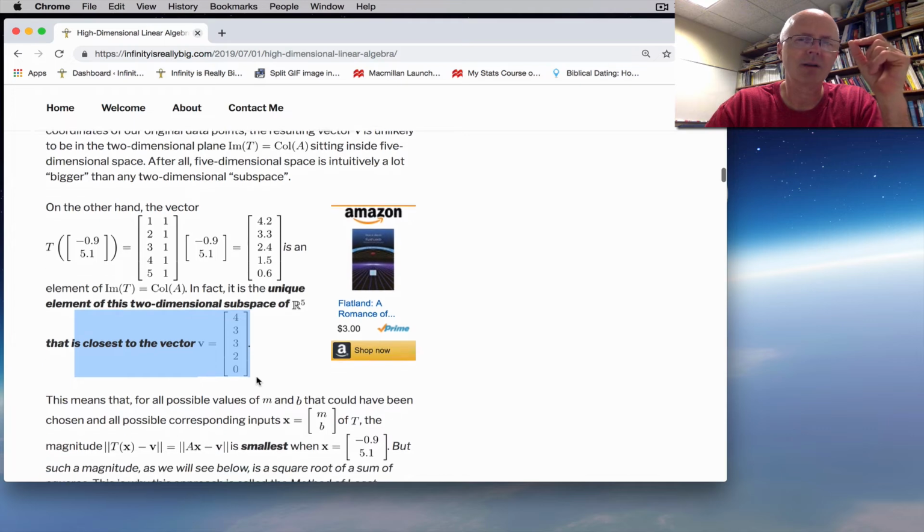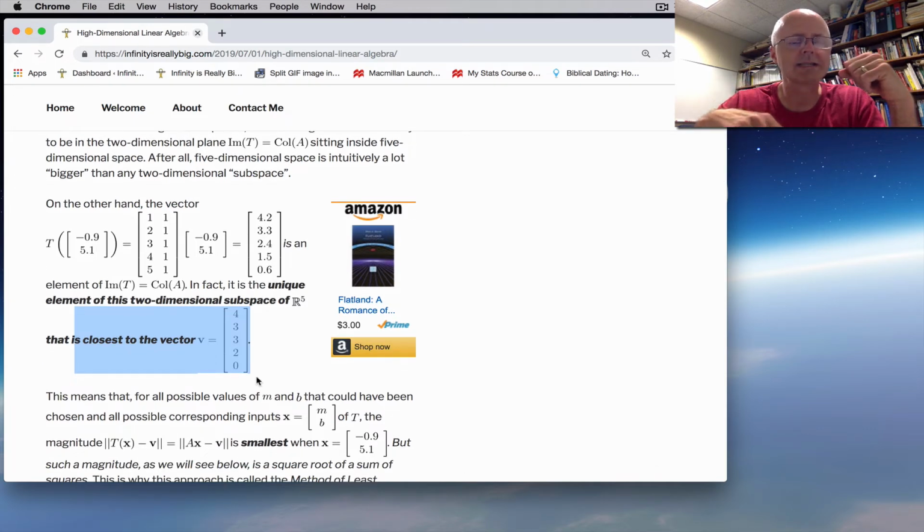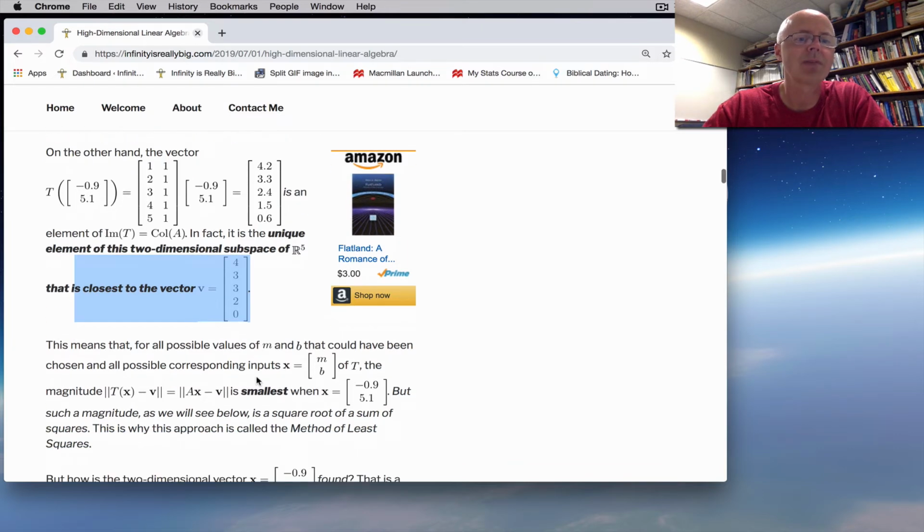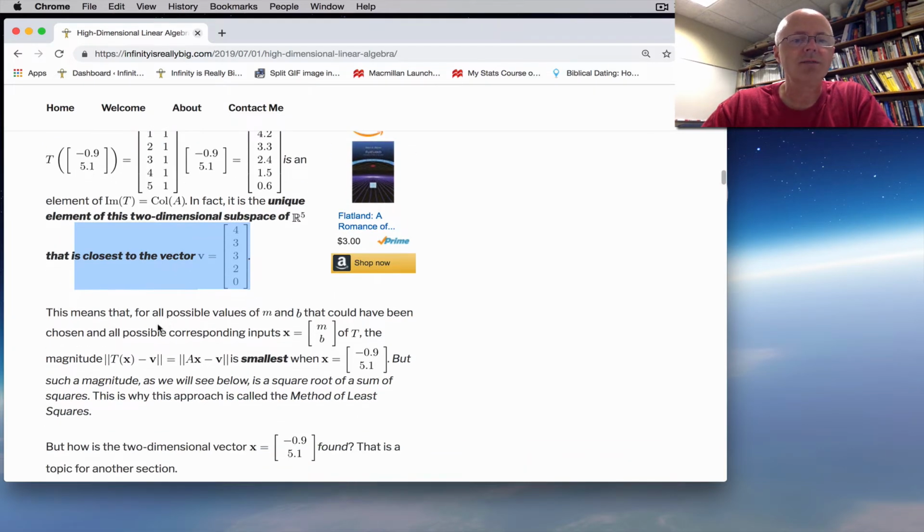So we need to talk about measures of distance and maybe angles, because if you think about a plane and a point not on the plane, the distance between the point and the plane is going to be along a line that's perpendicular to the plane. So maybe there's going to be angles in 5-dimensional space as well, and that is the case. So we're trying to find a vector x that makes this as small as possible. What does this represent, this magnitude here?